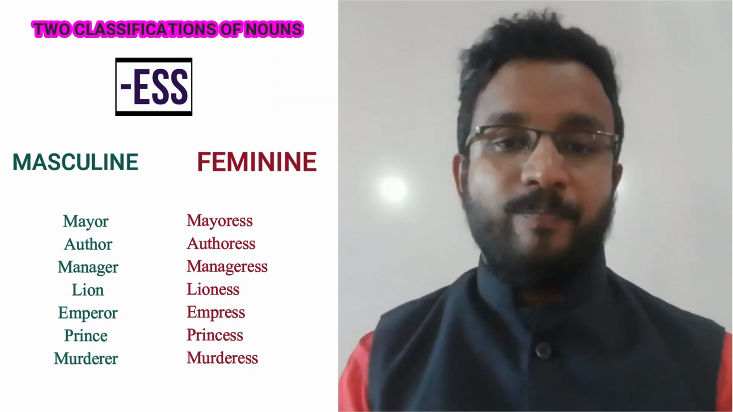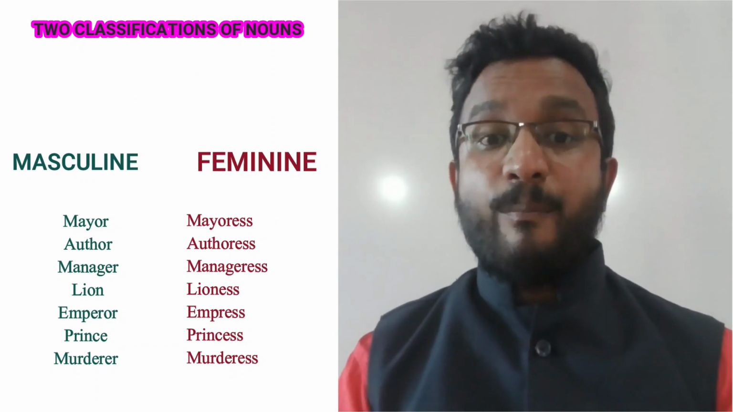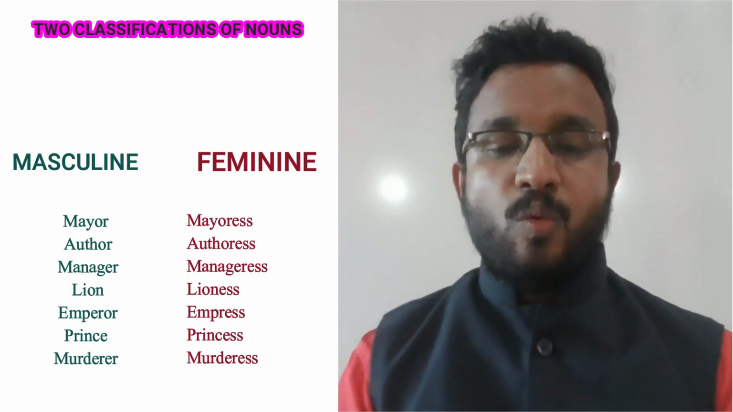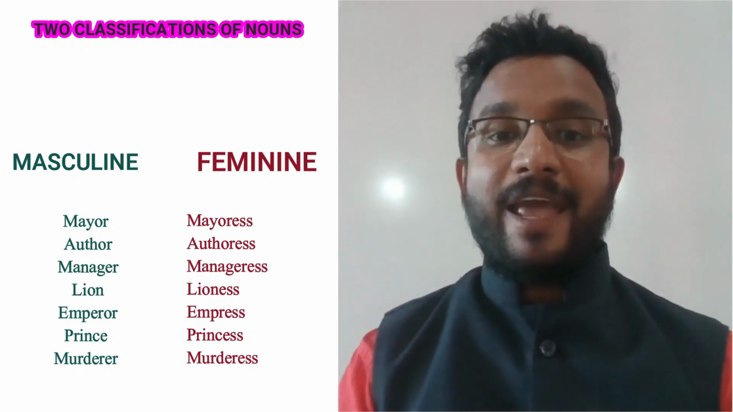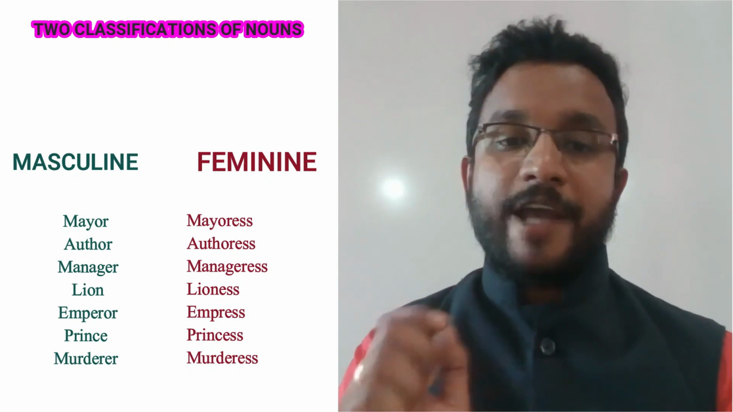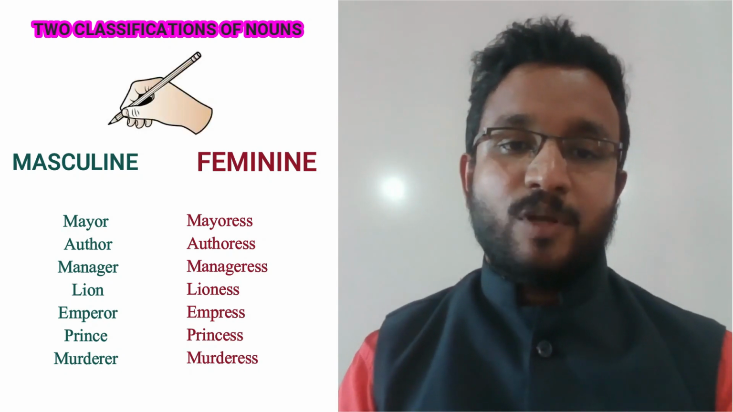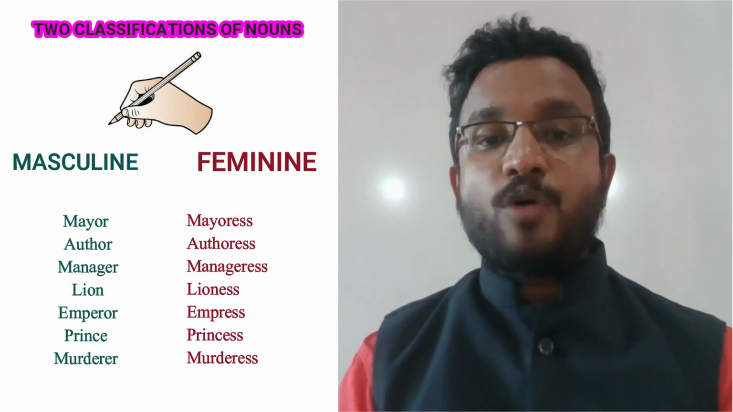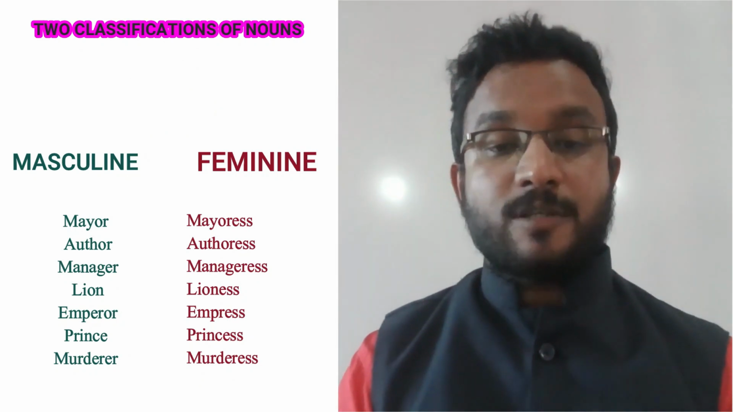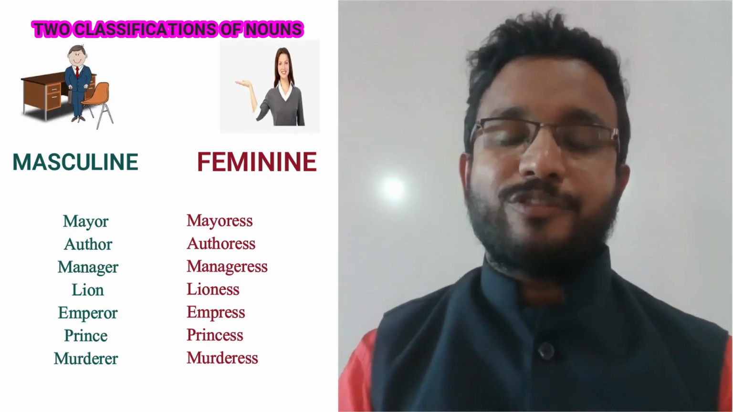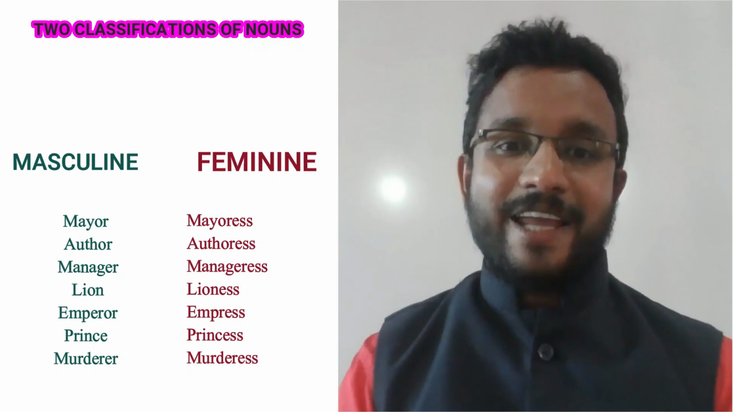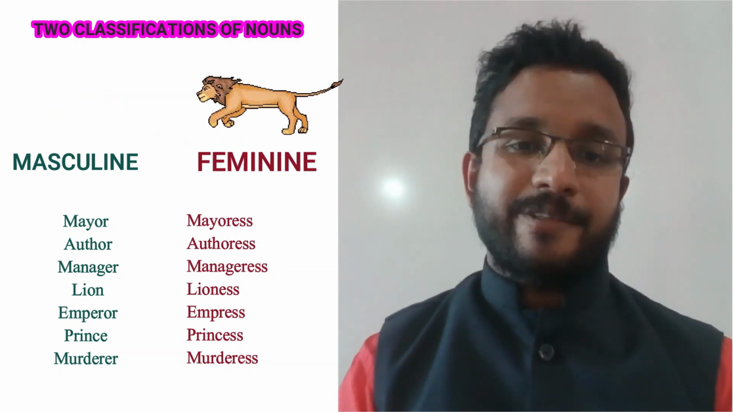Let's look at some of them. We say mayor. Mayor is a person who rules a city. What is the feminine term of that? Mayoress. An author is a person who writes something. What is the feminine term of author? Authoress. A person who manages something is called manager. The feminine term of that is manageress. Manager, manageress. Lion. What is the feminine term of lion?